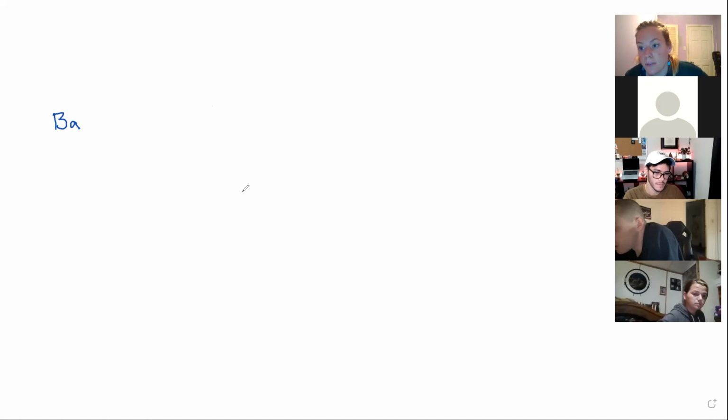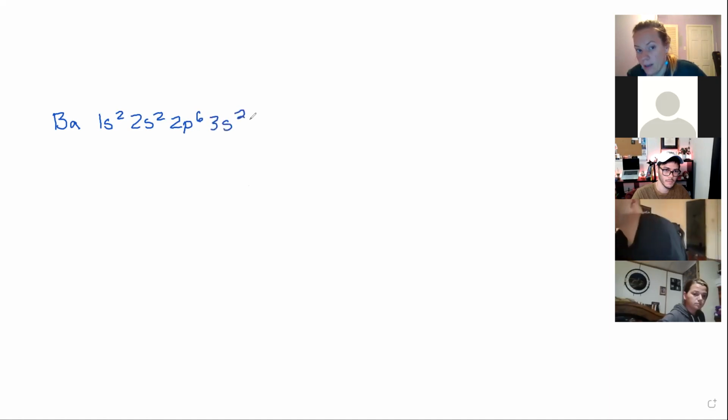Okay, so barium is number 56. Its location on the periodic chart, it's in the sixth row, second column. So I have to go through quite a few things to get to it. I'll first fill the 1s completely, then the 2s completely. Then I bump into the 2p and I fill that completely. Then I fill the 3s completely, and the 3p completely. Once we get to the 3p, then we're in the fourth row. So we're right by potassium. I'm going to fill the 4s completely.